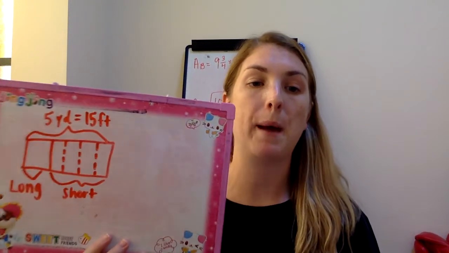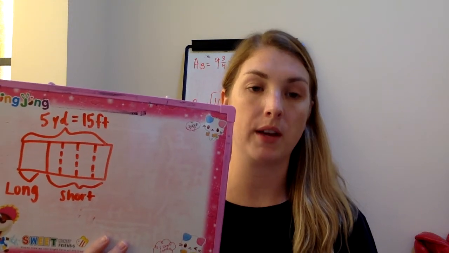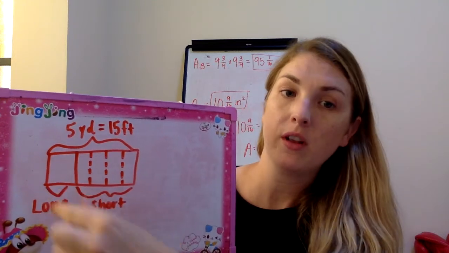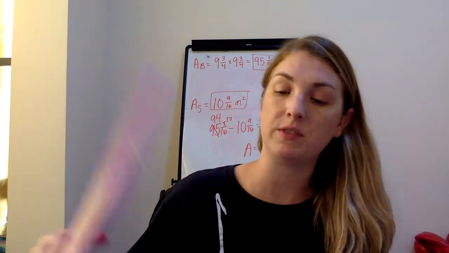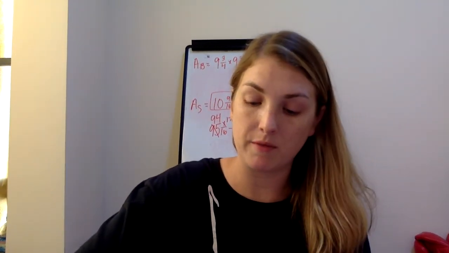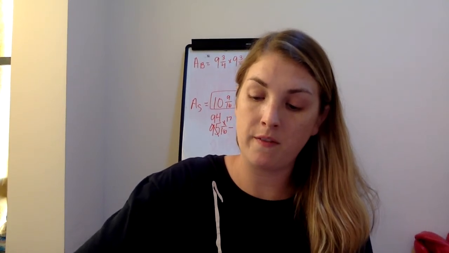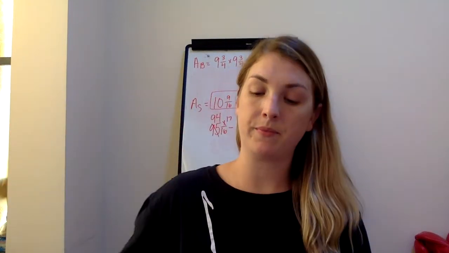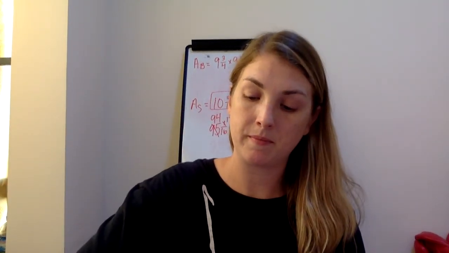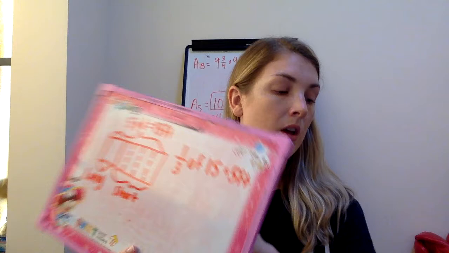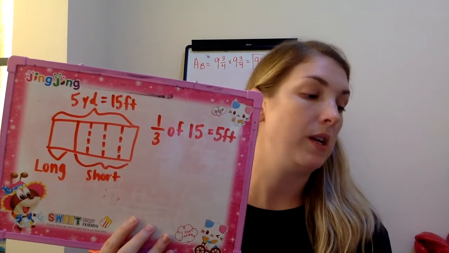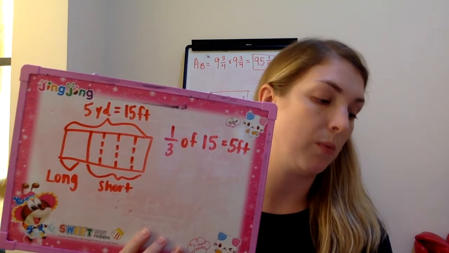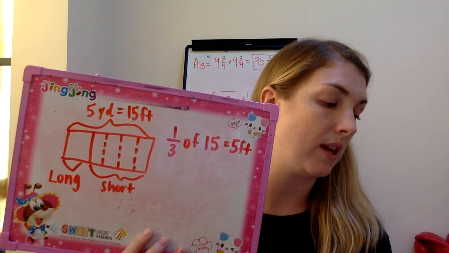Okay, now I want to find what the long part is. So I am taking, remember, this is 1/3 of the whole. Well, my whole is 15 feet, so to find the long, I'm doing 1/3 of 15, which is equal to 5 feet. Okay, now we know that information so far, but they're asking for the area.